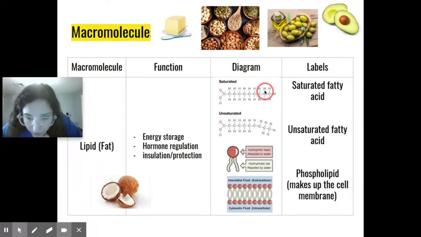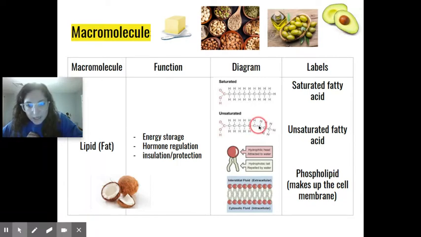And what you'll notice is that basically it's just one long chain. That is why it is called a saturated fatty acid. You can also have an unsaturated fatty acid. So it's a very similar concept. The only difference is right in here, there's two lines connecting these two C's.